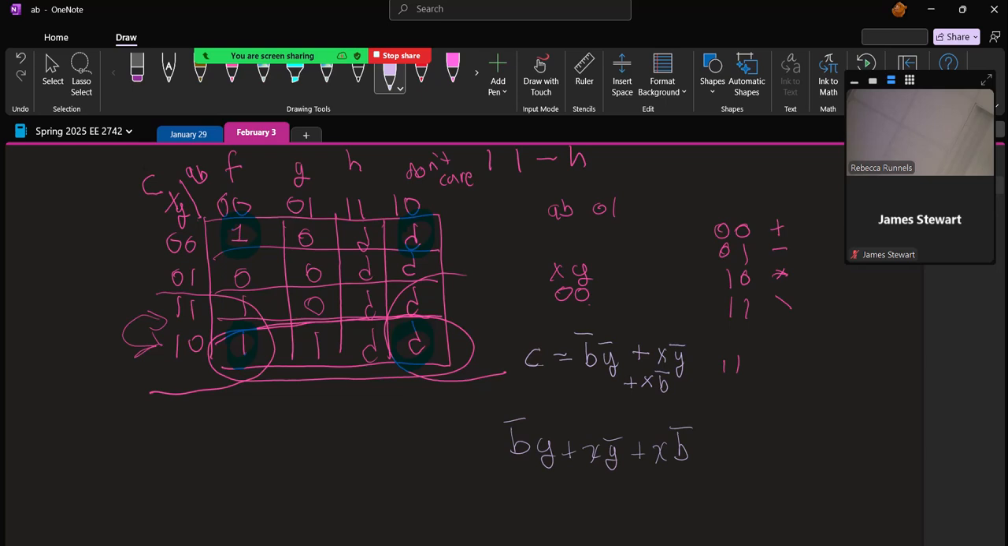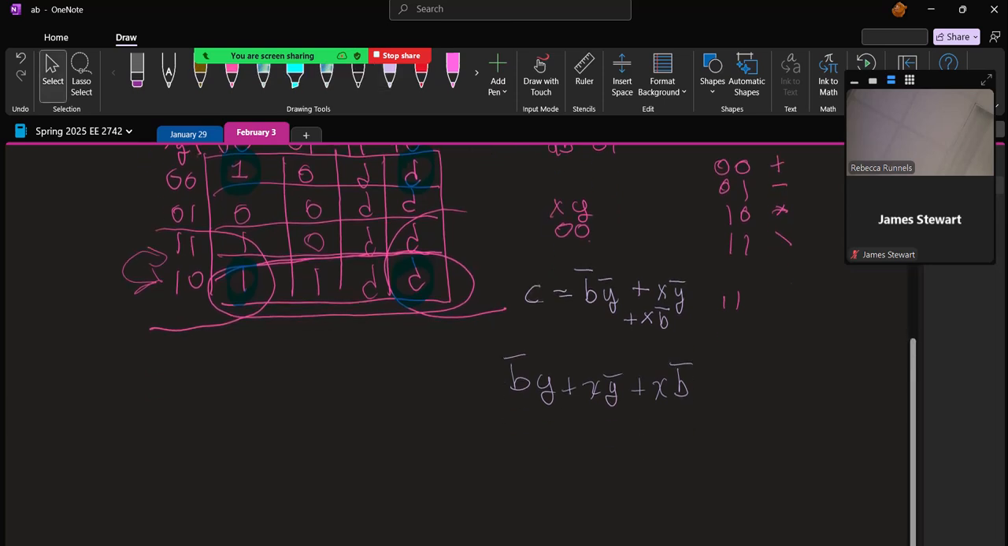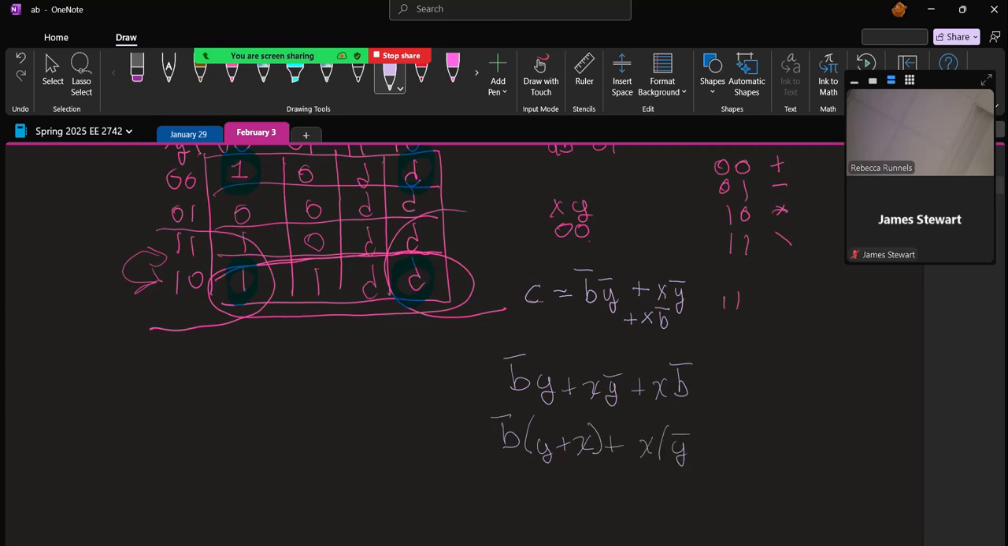If I had to make this as a circuit, let's see, would it be easier for me to build this? Is that any easier? I don't think so. That's not any easier.